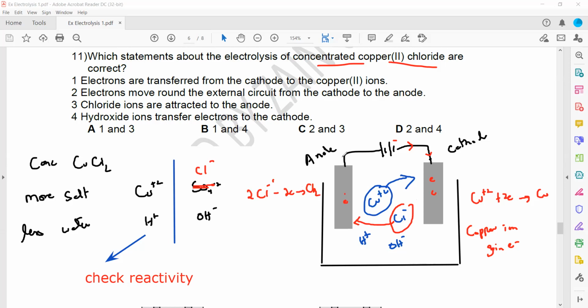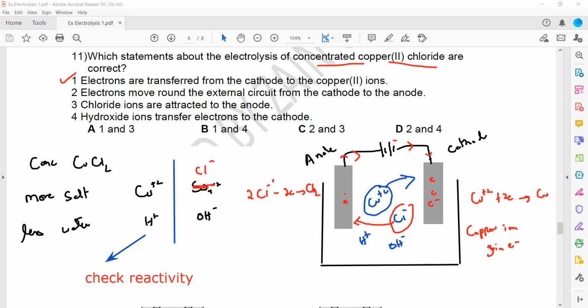So chloride ions are losing electrons and turn into a chlorine molecule, whereas copper ions are gaining electrons and turn into copper atoms. We have to check which statements are correct. Electrons are transferred from cathode to copper ion. Yes, that's true, because electrons are there at the cathode, they're transferred to copper ion. So statement 1 is correct.